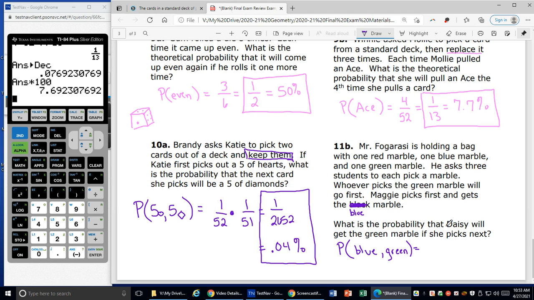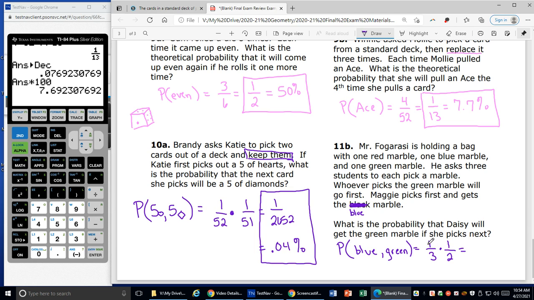So there's 1 blue marble in the bag out of 1 red marble, 1 blue marble, 1 green marble. So there are 3 marbles in the bag. Okay, times, now Daisy's going to pick next and we want a green marble. There's one green marble still in the bag out of how many marbles in the bag. Okay, now when you pull a marble, you're going to keep that marble. So if we keep them, because it's going to match the last problem, we are going to have only 2 marbles in the bag now.